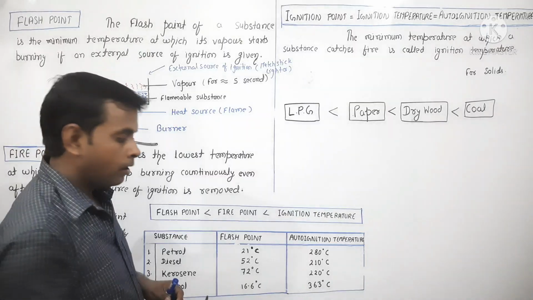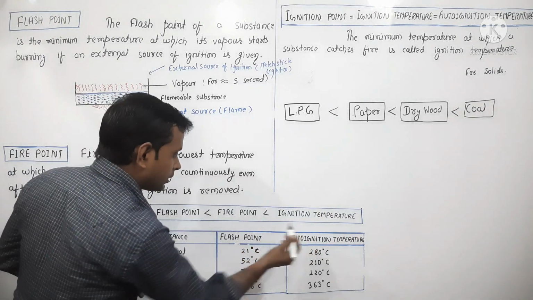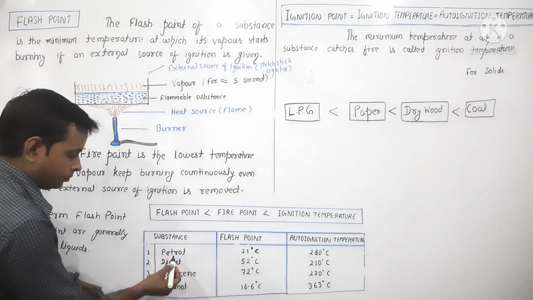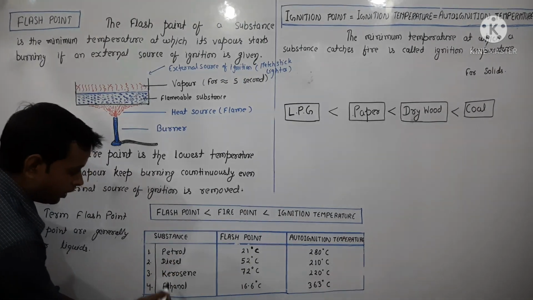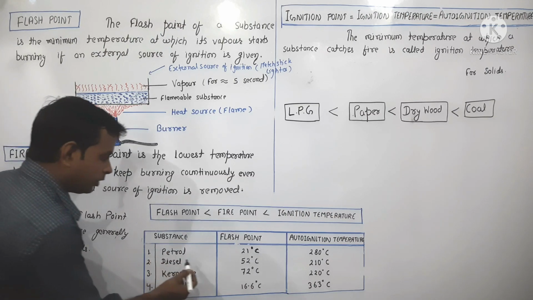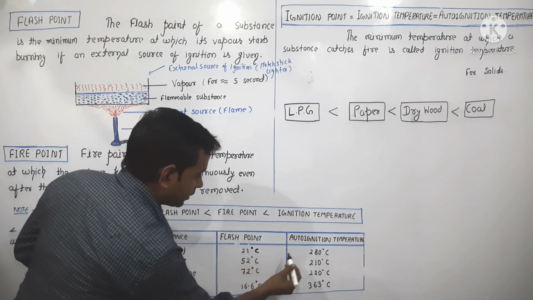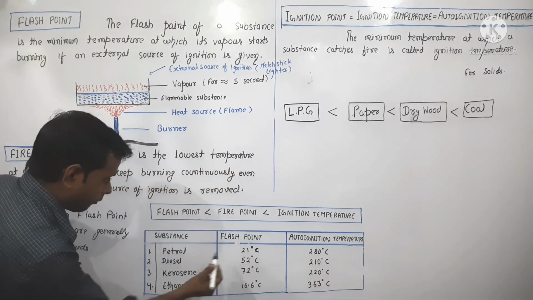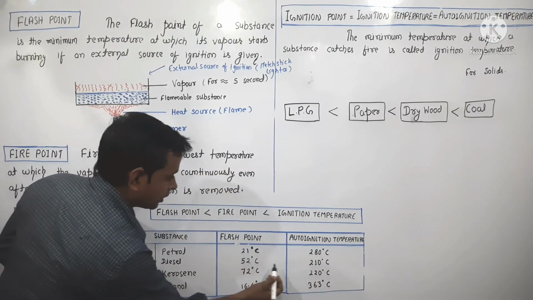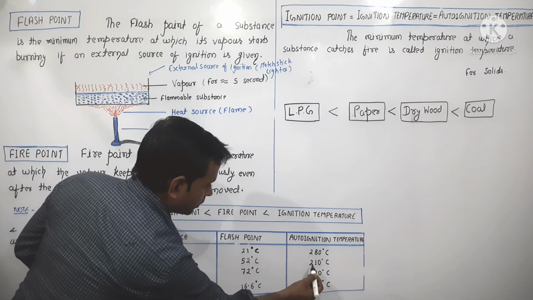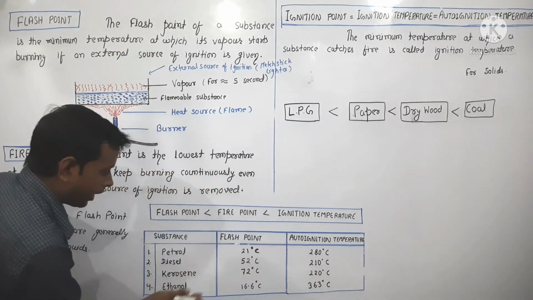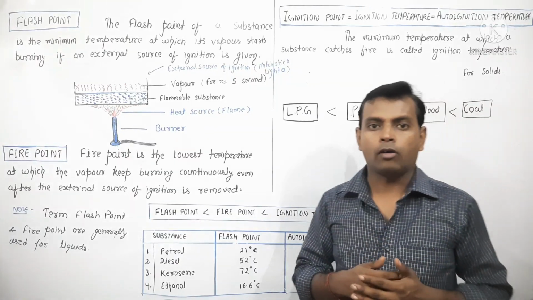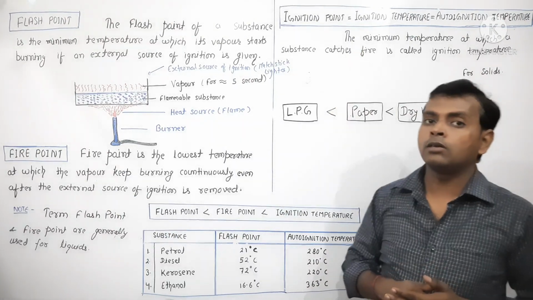Here the flash point and auto ignition temperature of some substances are given, like petrol, diesel, kerosene and ethanol. Flash point of petrol is 21 degrees Celsius and its auto ignition temperature is 280 degrees Celsius. Flash point of diesel is 52 degrees Celsius and its auto ignition temperature is 210 degrees Celsius, and so on. Let us start some important questions from this topic, that is ignition point.